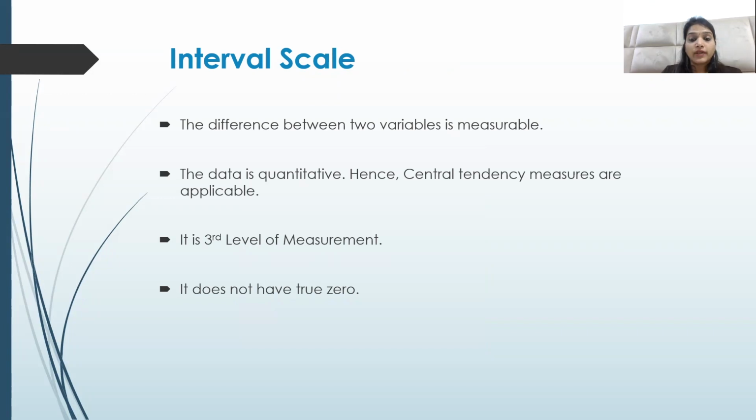The data is quantitative, hence central tendency measures are applicable. The difference between two variables is measurable. But this scale does not have true zero. For example, 10 degrees Celsius is equal to 50 degrees Fahrenheit, whereas 20 degrees Celsius is equal to 68 degrees Fahrenheit. 0 degree temperature has some meaning. So it does not have true zero.